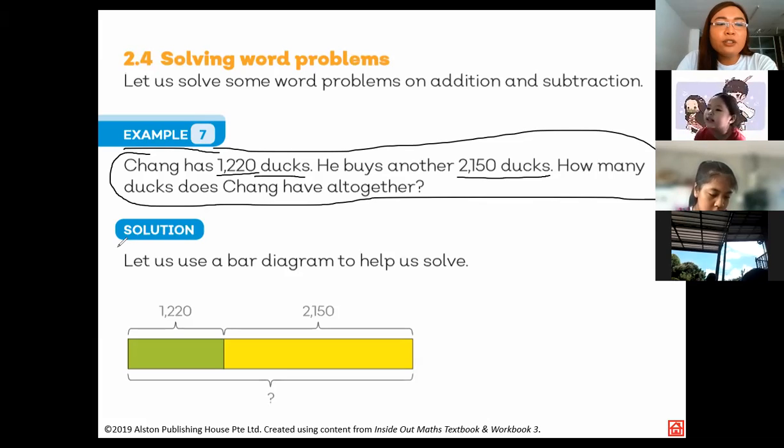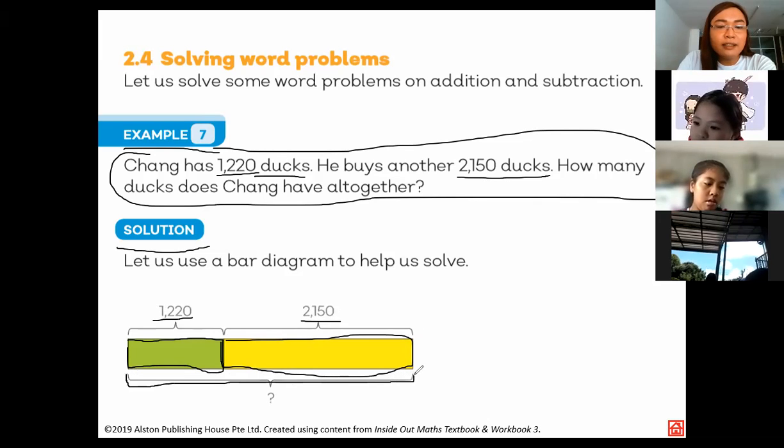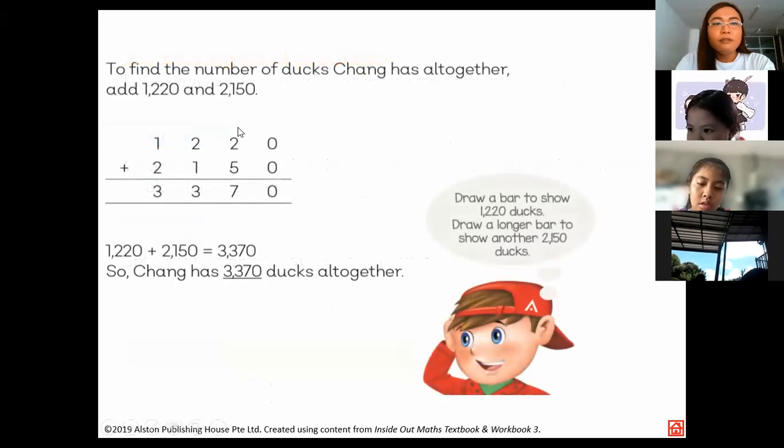So here's the solution. Let us use a bar diagram to help us solve. This portion right here in the bar diagram is the 1,220 ducks, and the portion right here is the 2,150 ducks. If you combine the two, how many ducks altogether? The first step is to find the number of ducks Chang has altogether and add these two numbers.